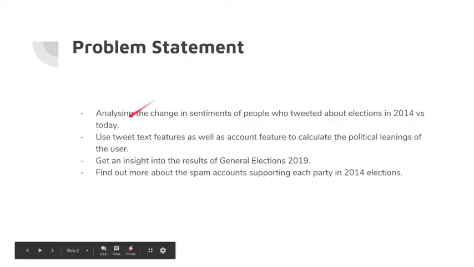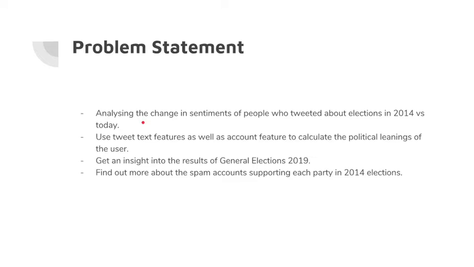So the problem statement is this: it is to analyze the change in sentiments of people who tweeted about elections in 2014 and today. So how do we do this? We use text features that are available in the tweets, and also the features that are available in their Twitter account to calculate the political leanings of the user. And as such, we plan to predict and to get an insight into the general elections 2019. We also had a subtask, which is to find out more about the spam accounts that were supporting each party in the 2014 elections. So all in all, it's a temporal study on the changes and differences in the political leanings of people in 2014 and 2018 using Twitter data.